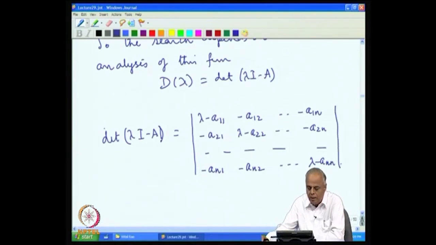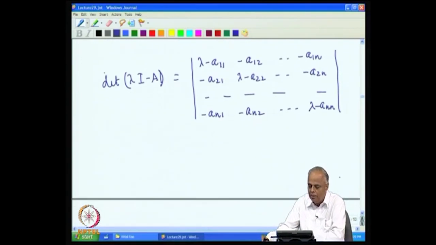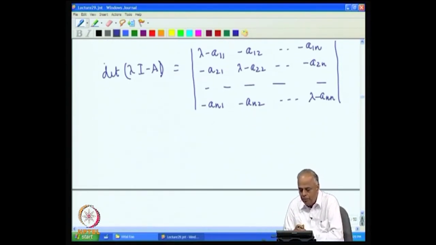So, this is the n by n determinant, which is the determinant of lambda I minus A. When we expand this determinant, we see that the product of the diagonal terms is one of the terms in the expansion, and it will give lambda to the power of n. That is the highest power of lambda we can get. Since every entry is either a linear polynomial in lambda or a constant, and the determinant involves the products of the entries, the determinant is going to be a polynomial. And we have seen that the highest degree term is lambda to the power of n.